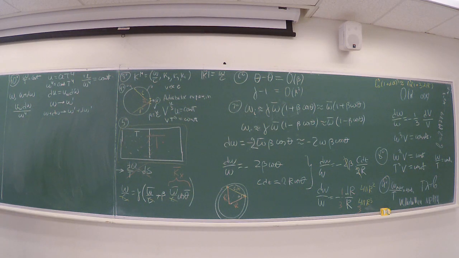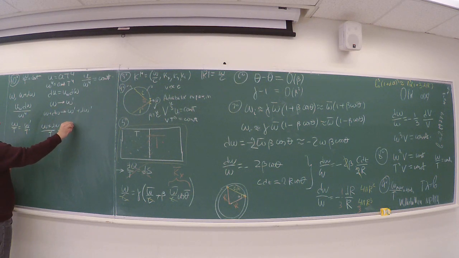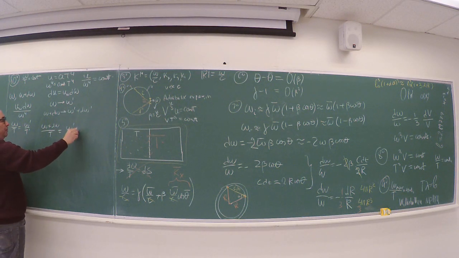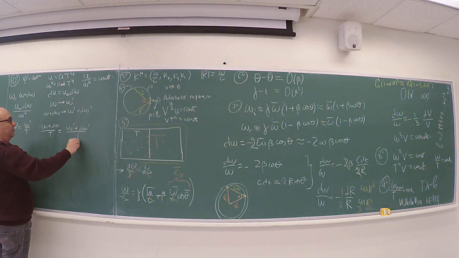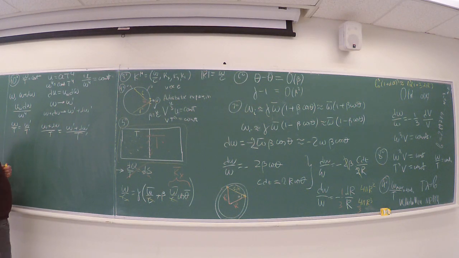But we know that over expansion, omega divided by t stays the same. I wish I had written it with more distance between them; I'll need to write it again. Omega over t is equal to omega prime over t prime, as well as omega plus d omega over t is equal to omega prime plus d omega prime over t prime. Is it super clear?